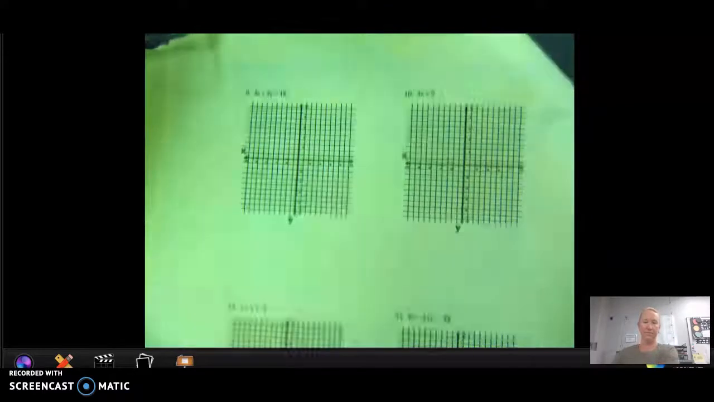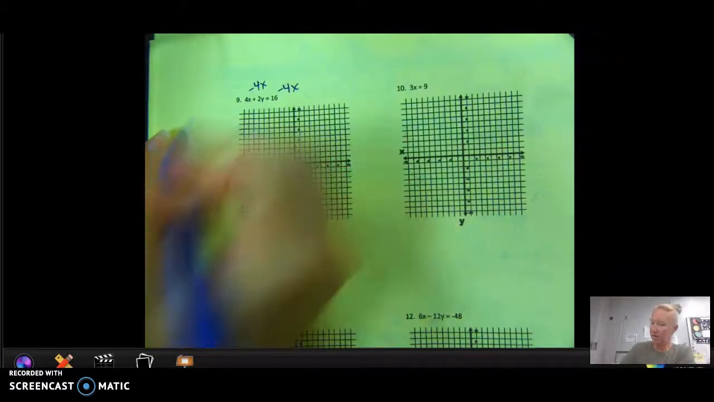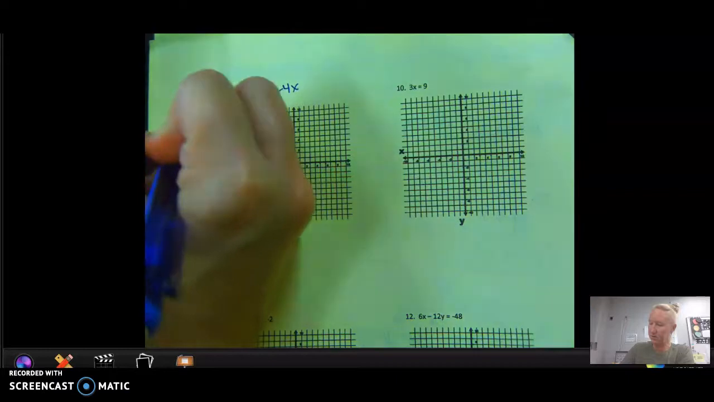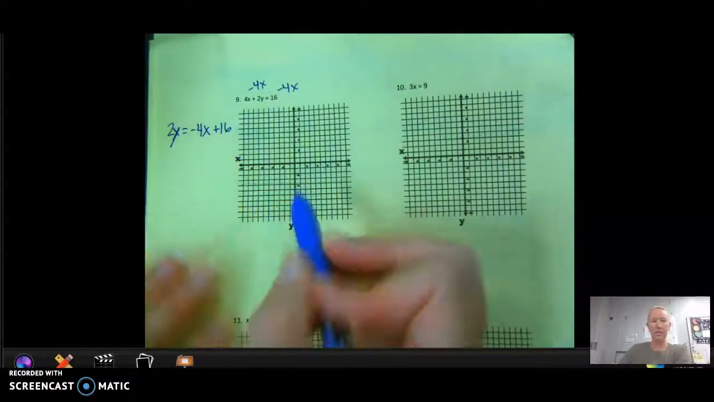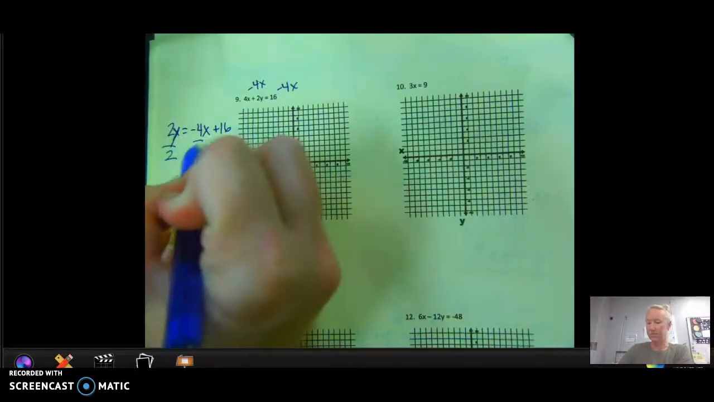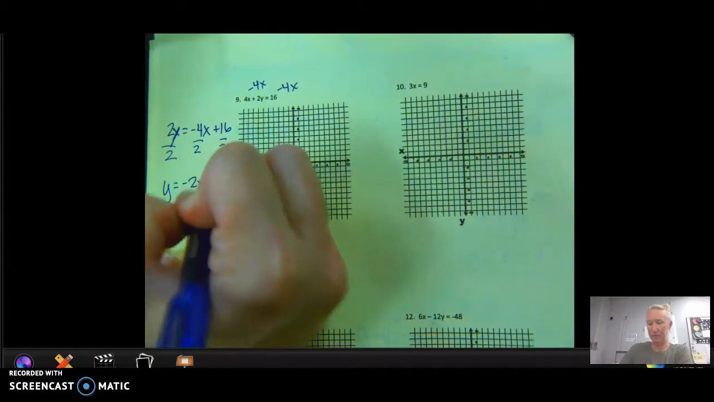Number 9. All right, get that into the correct form, so I'm going to subtract 4x from both sides. And I get 2y equals negative 4x plus 16. I'm going to divide by 2 everywhere. Y equals negative 2x plus 8.